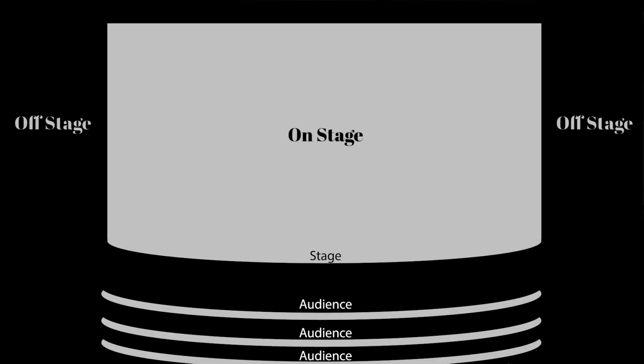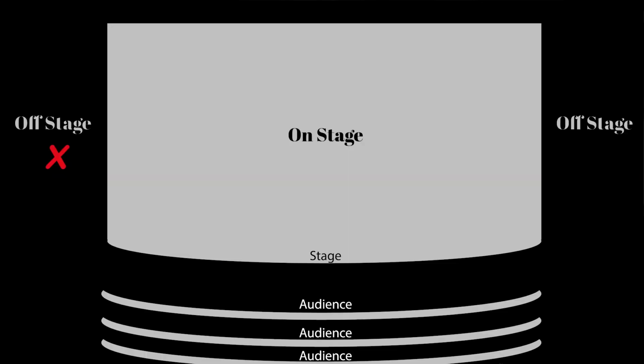So I'm going to throw one more at you. So here's our stage again. Now, everything you can see from the audience is considered to be on stage. That's pretty obvious. And everything that you can't see from the audience, that's off stage. So these are clear locations. You know when someone is on stage or when they're off stage.